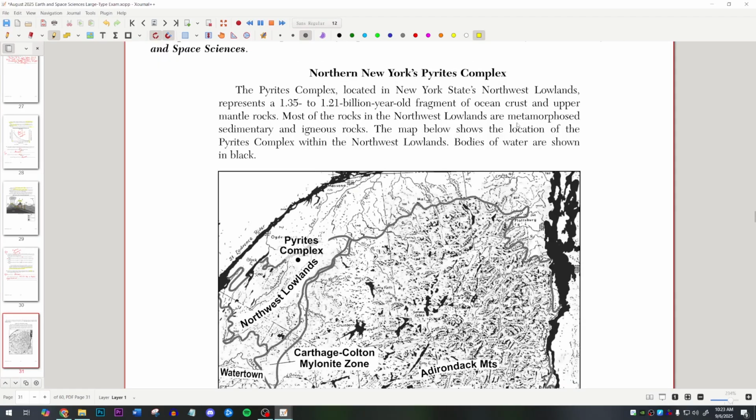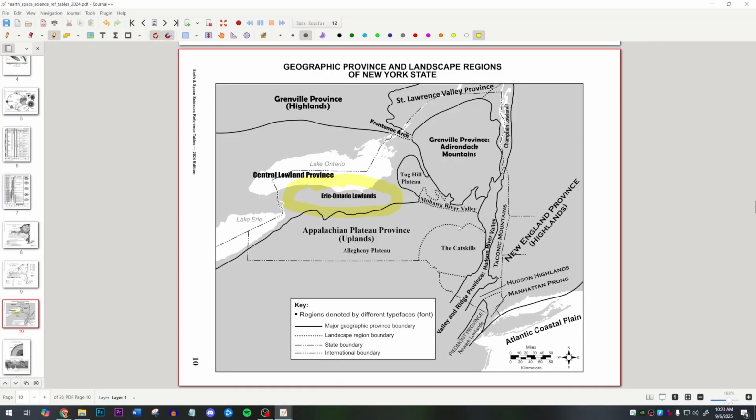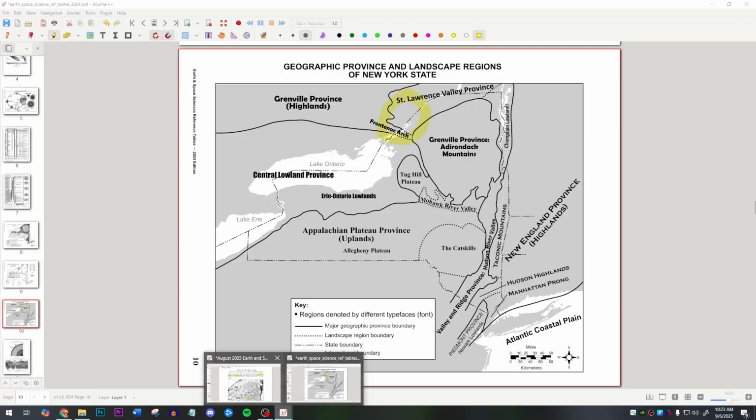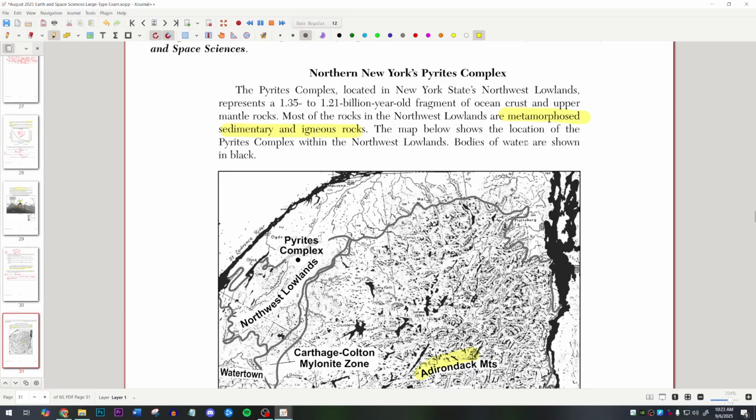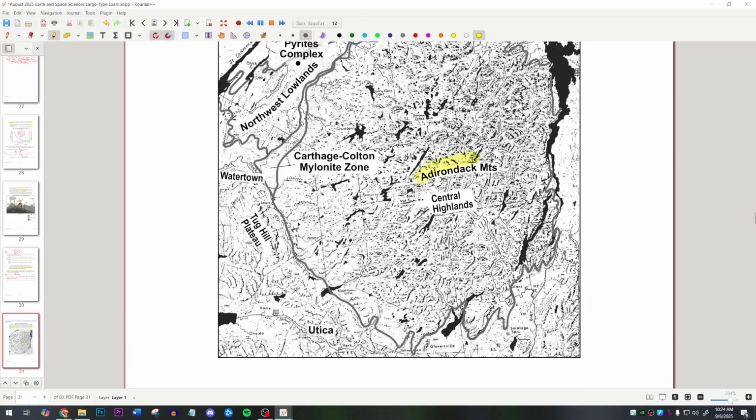So let's go read. Okay, represent a 1.35 to 1.21 billion-year-old fragment of ocean crust and upper mantle rock. Most of the rocks in the northwest lowlands are metamorphosed sedimentary and igneous rocks. The map below shows the location of the pyrites complex. Oh, actually, this is the Adirondack Mountains, so I was wrong. It's here. We're up here somewhere. That might not even matter, so we'll see. The map below shows the location of the pyrites complex within the northwest lowland. Body of water is shown in black.